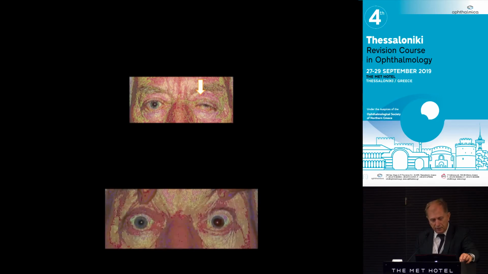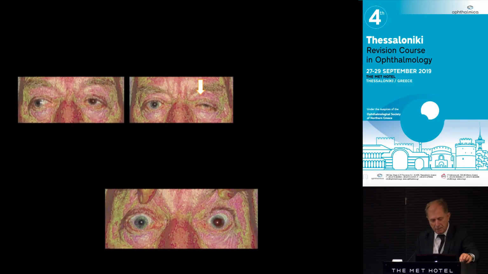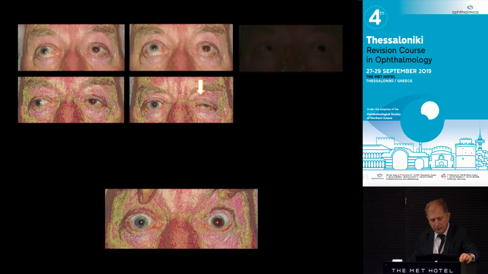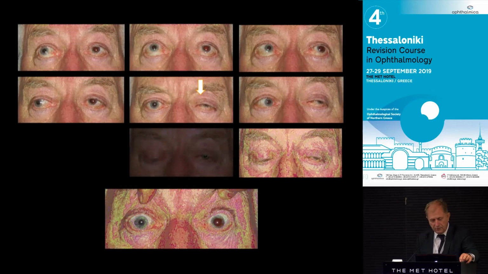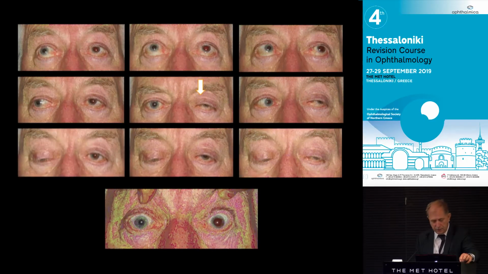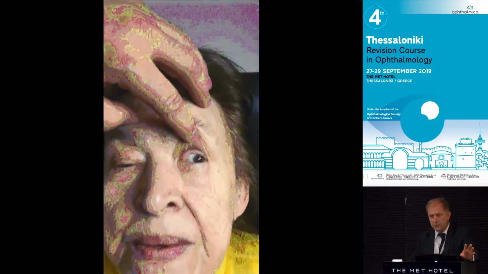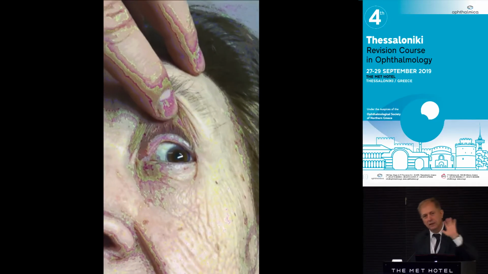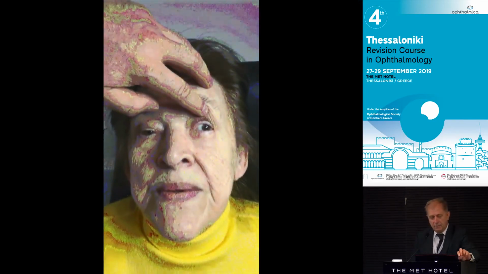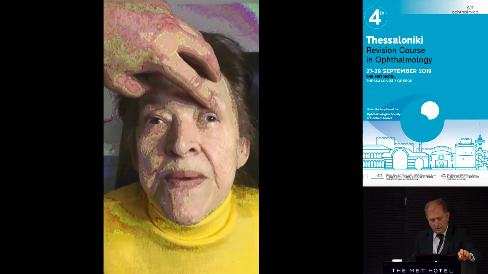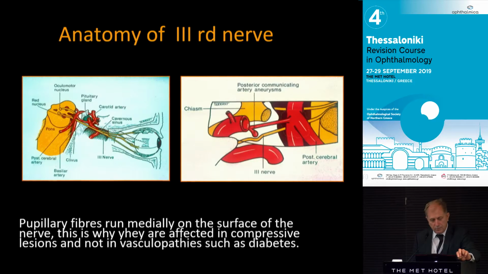So just to remind you of another emergency: this is a third nerve palsy with pupil involvement. Don't ever forget this. If you see this kind of presentation, you should suspect an aneurysm of the posterior communicating artery compressing the third nerve, and you should send your patient to the hospital immediately. This compresses the third nerve because the pupillary fibers are superficial on the third nerve, and if an aneurysm starts to compress, the pupil will dilate.